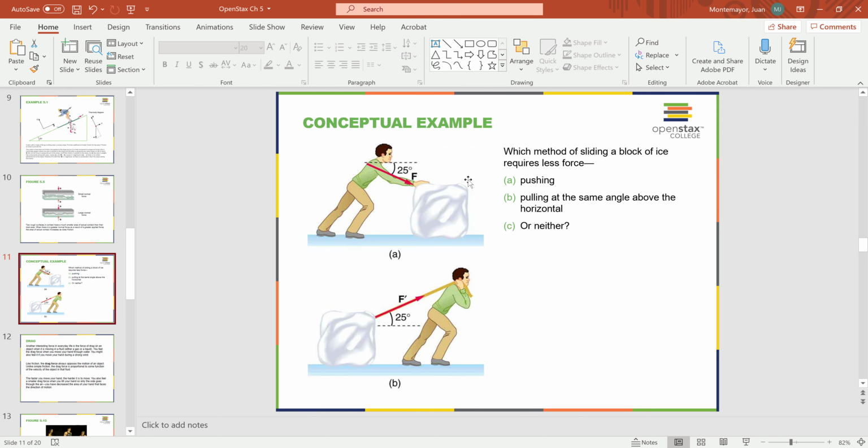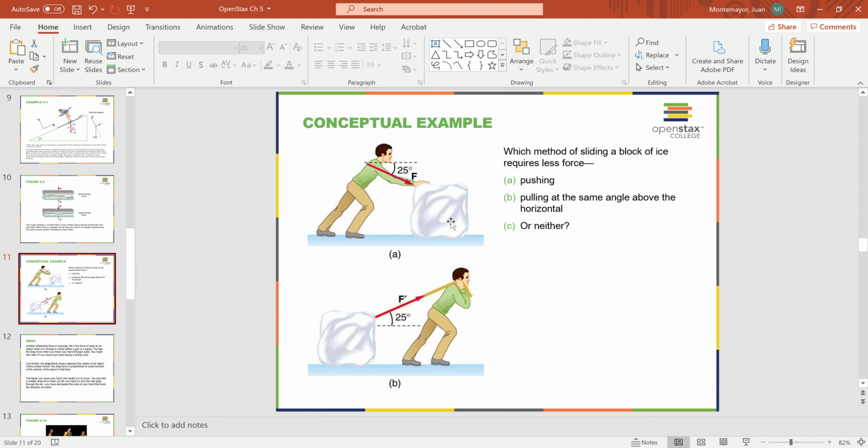So here's a conceptual example. Which method of sliding a block of ice requires less force? Whether you push it or you pull it, or are they the same? So here you have a force applied at this angle, and let's say you have a similar force here applied at this angle. Well, here you have a tension as well. So it might be less for the person, in this case, to pull the block of ice. But you also have to take into account the mass of the ice, which force is applied here.